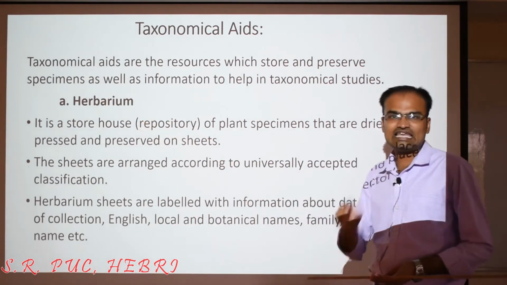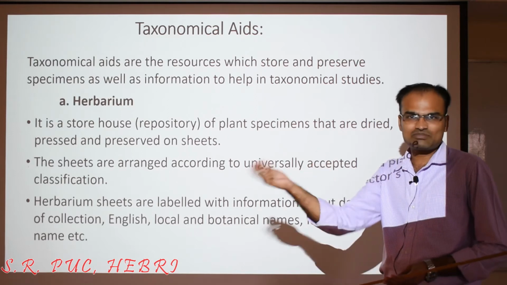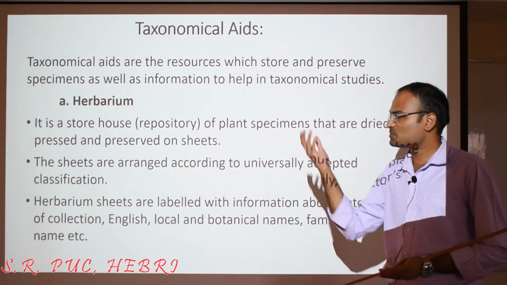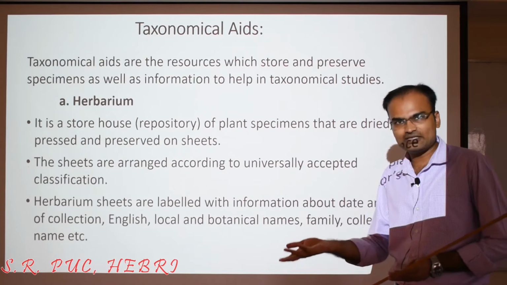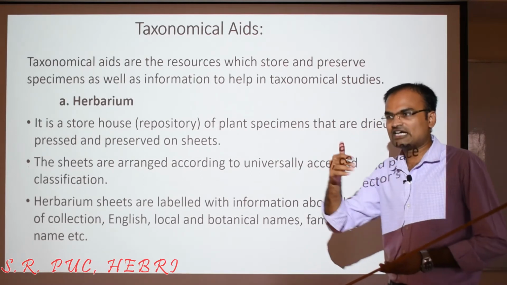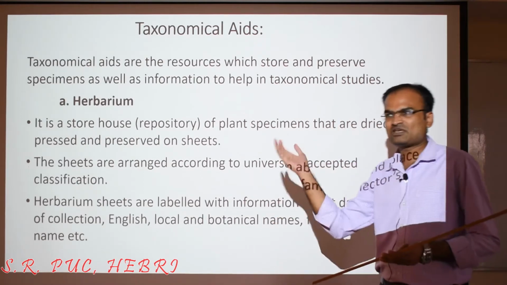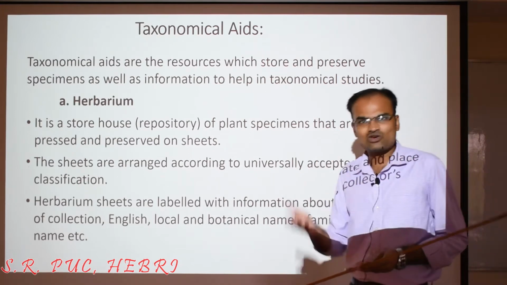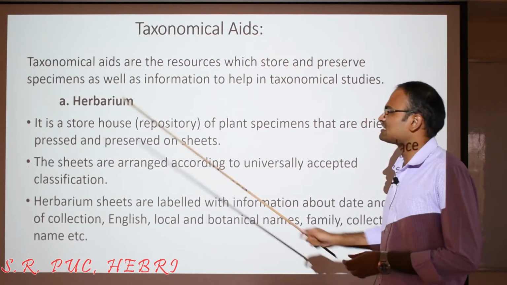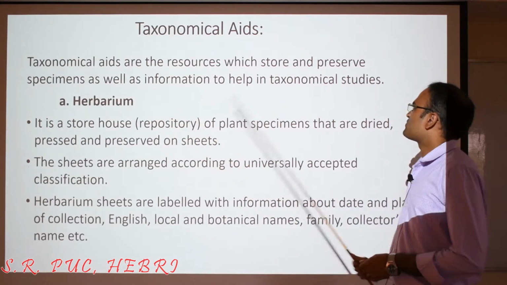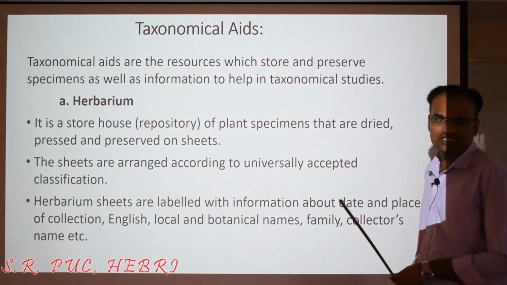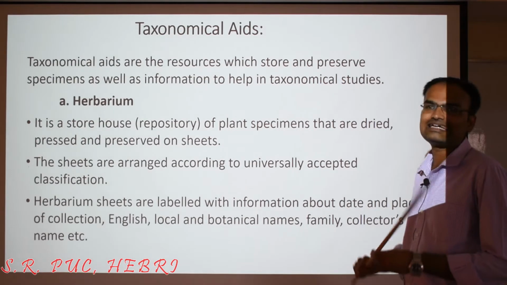Specimen is any sample which can describe the organism. A specimen may be live or dead. It may be a whole organism, or it may be only a small part of an organism. Anything like that can be considered a specimen. Taxonomical aids also store information to help the taxonomical study.